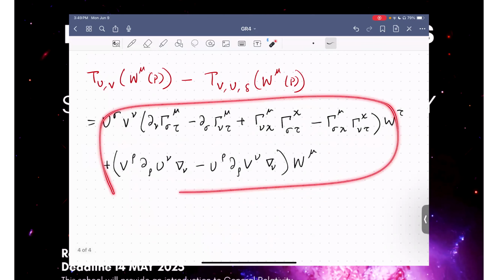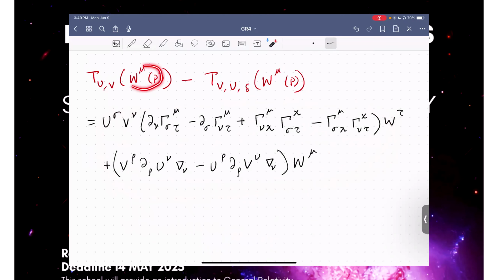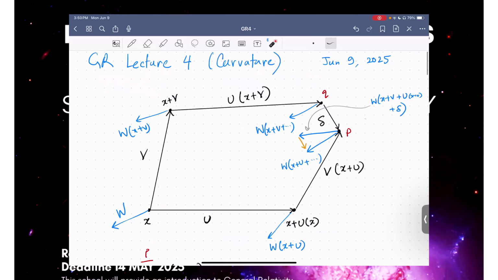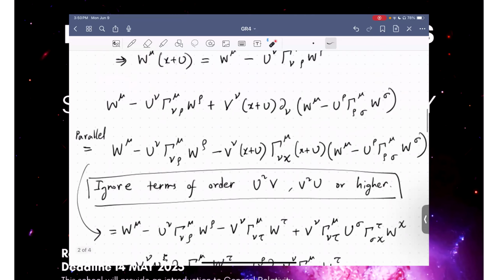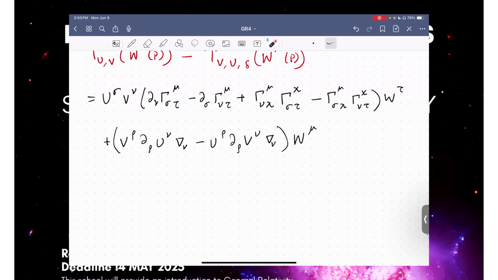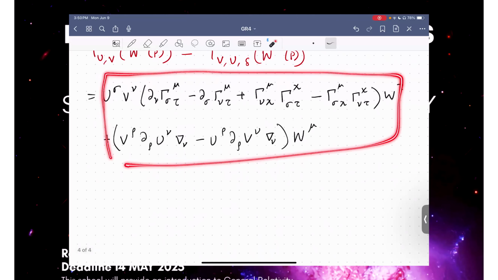Okay, so this is it. This is the difference between the two vectors that we find after we parallel transport W from X to P along two different paths. So this expression is this vector, the difference. All right. So that means that on a flat space, we would expect these to vanish.